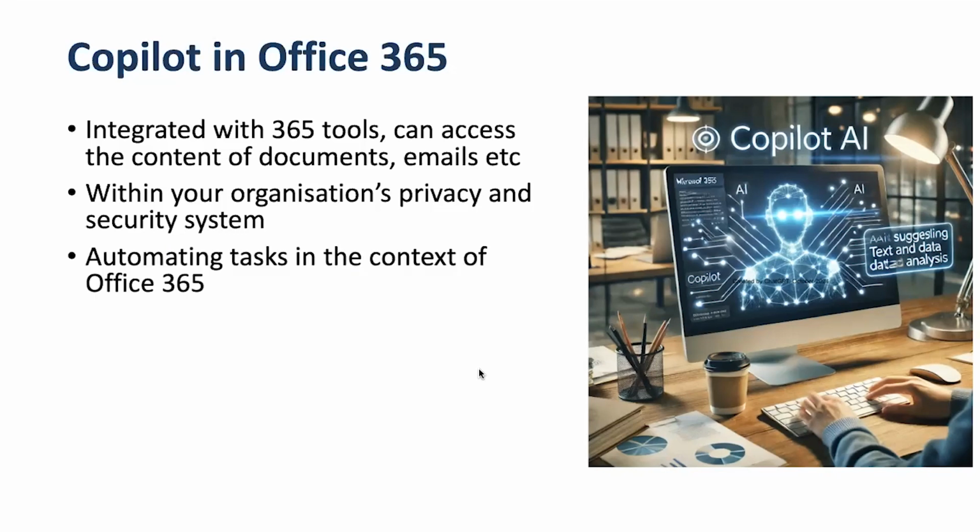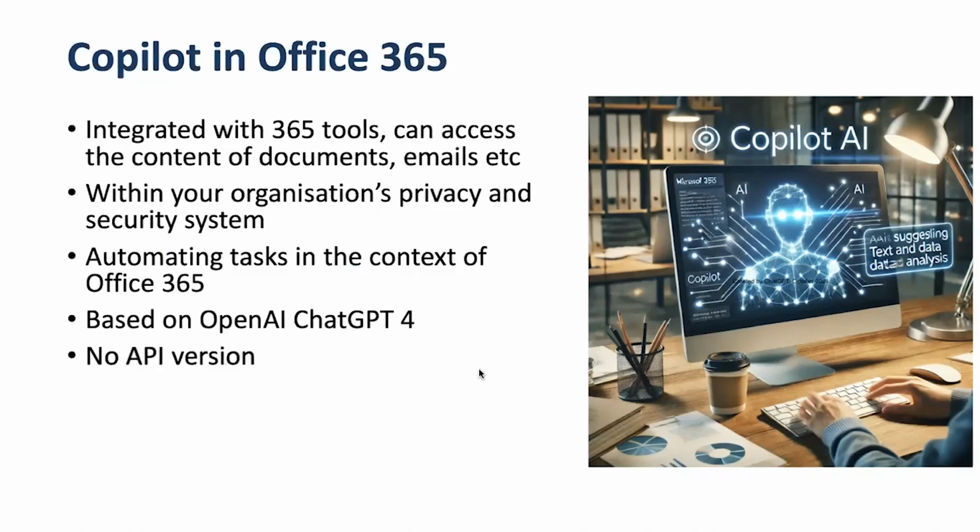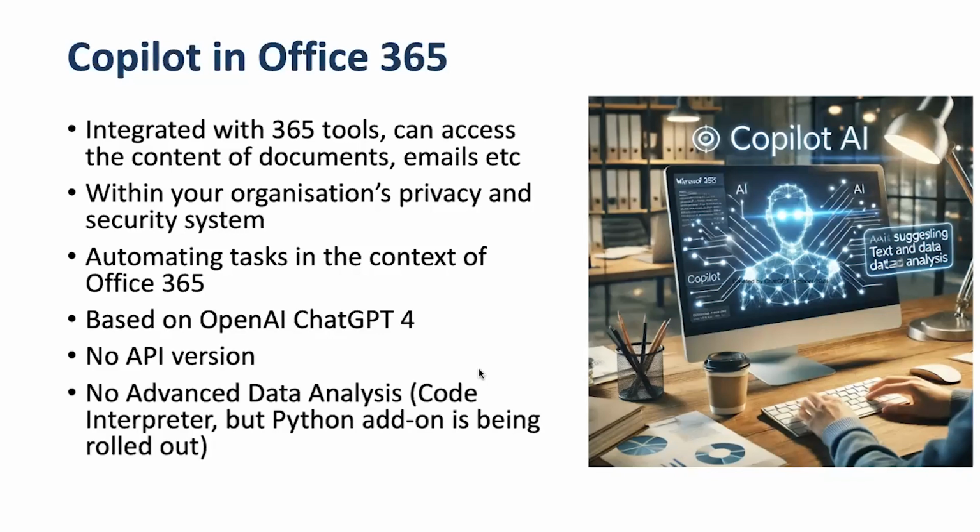Principally, I would recommend it for automating tasks, for being a little bit faster with all of those things you use in Office 365. Copilot's based on OpenAI's ChatGPT 4, which means it's slightly older than the current ChatGPT 4o. There isn't an API version. That would make it very much less secure if there was an API version. So you can't write your own code in Python or something and call Copilot in.